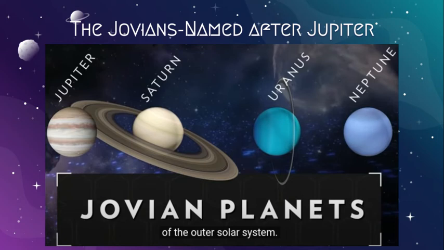The Jovians are named after Jupiter, and Jupiter is the first planet in the Jovian planet array. First, we have Jupiter, Saturn, Uranus, and Neptune. These are called the Jovian planets. Jovian. And they're in the outer solar system.